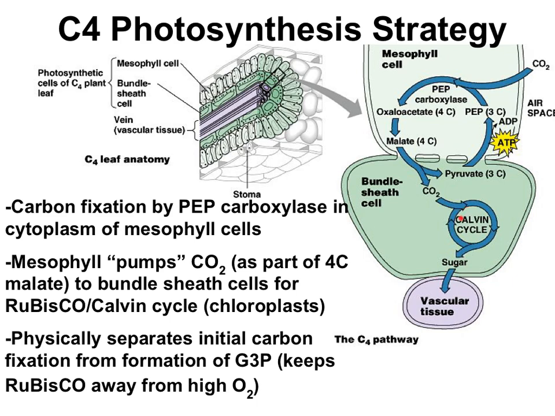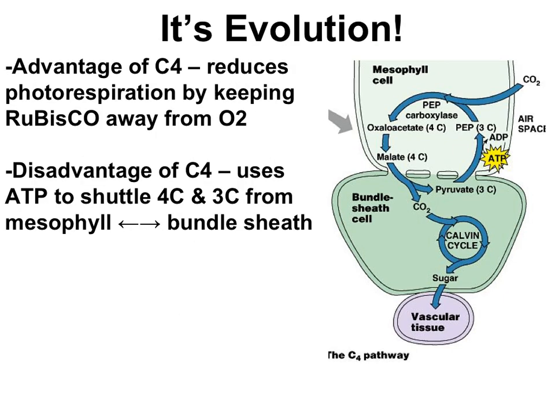Rubisco is at its highest levels in these bundle sheath cells during the Calvin cycle, and oxygen is separated over here at its highest levels in these air spaces. The mesophyll cells being in between keeps these two areas separated and reduces the chance for photorespiration. So plants with the C4 adaptations have a selective advantage.